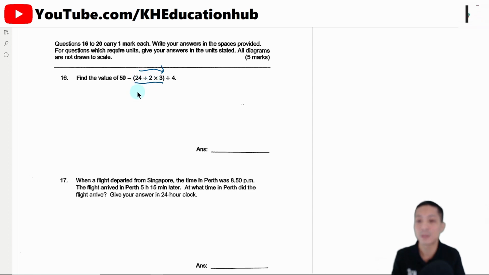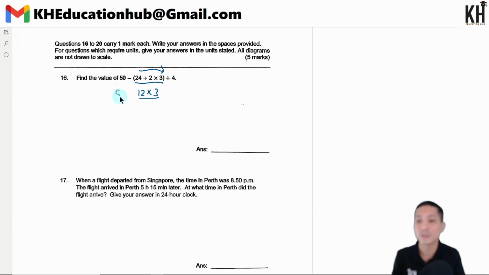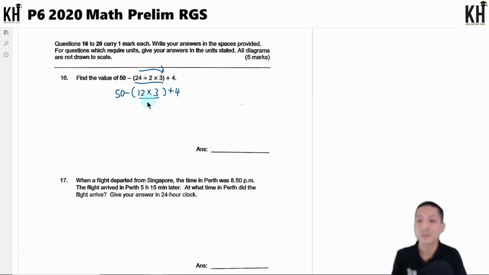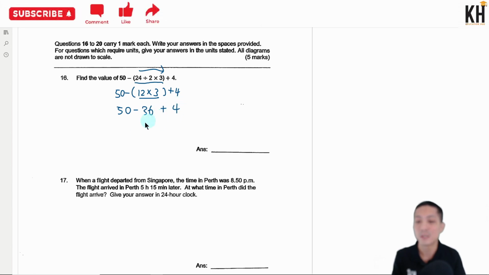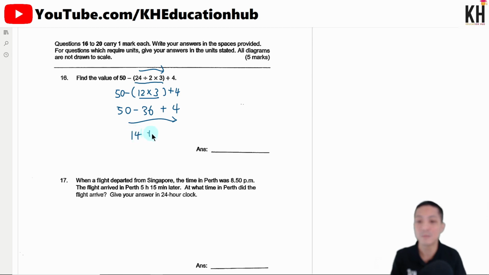24 divided by 2 is 12, times 3. 12 times 3. Let me write it down first and keep the bracket. Oh, sorry, it's 50. 12 times 3 will give me 36. So 50 minus 36 plus 4. Same thing, once you have all addition and subtraction, you have to work from left to right. 50 minus 36 will give me 14, plus 4 will give me 18. So the answer for question 16 is 18.